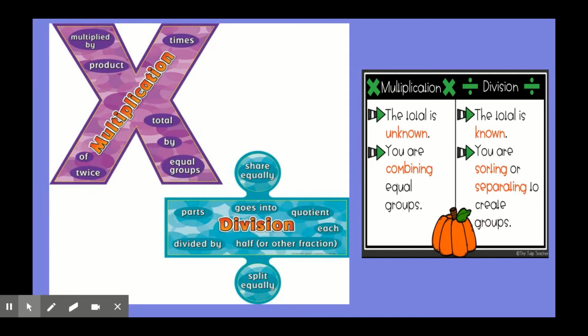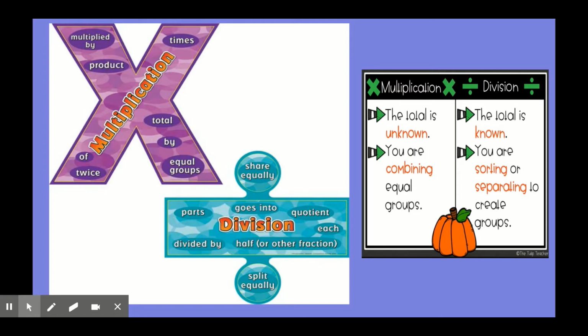Now, you'll notice that some of these terms are actually shared with addition and subtraction. The reason why is that multiplication is repeated addition, and division is repeated subtraction. So to the right is a little visual, and it's going to really help us determine when to multiply and when to divide in a word problem.